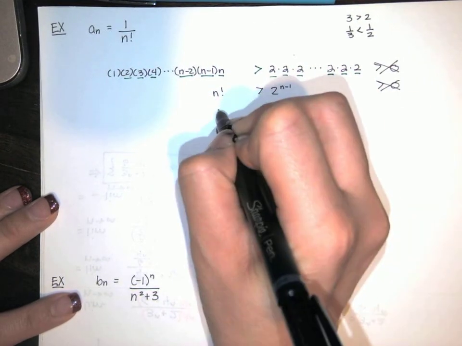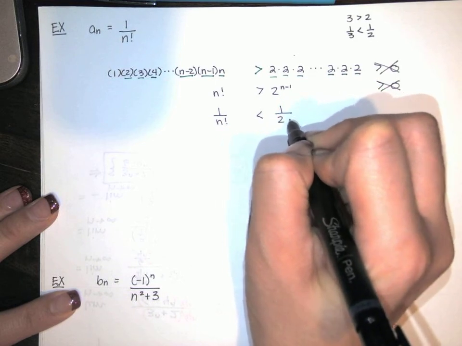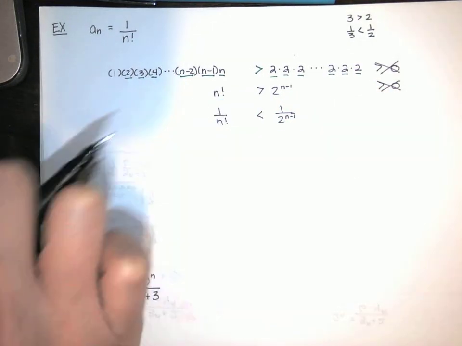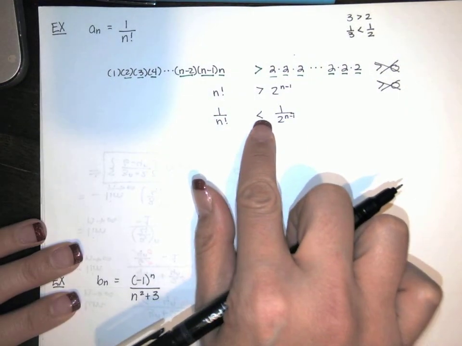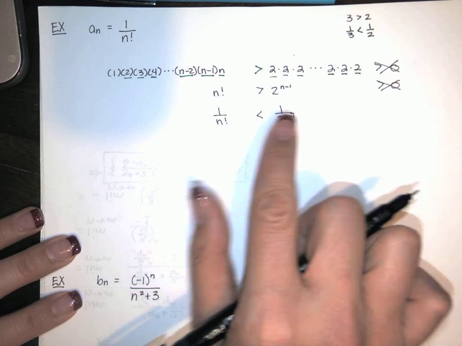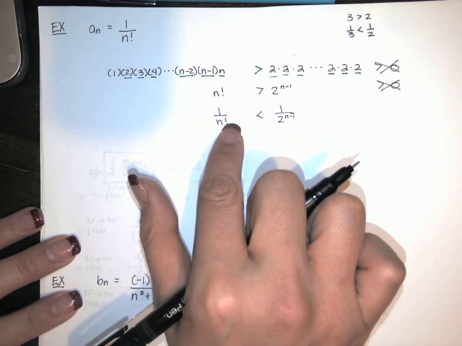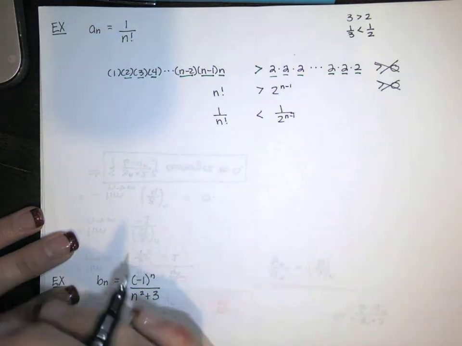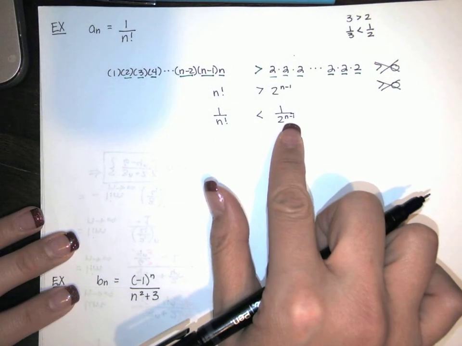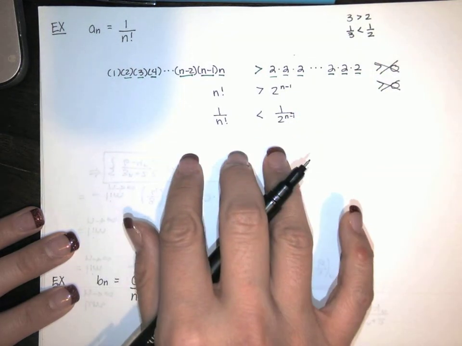If this is larger than this, when I take reciprocals on both sides, 1 over n factorial, which is my a sub n, has to be less than this. I've got a larger denominator here, so it's going to be a smaller fraction. Okay, now I plan to use the squeeze theorem. Problem is I don't have anything else to compare this to. I tried to compare to 0 over here. That was a bad idea. This is what I want to do instead.